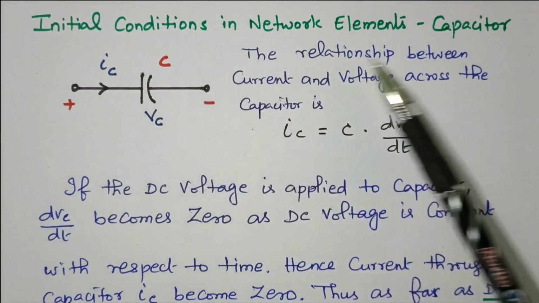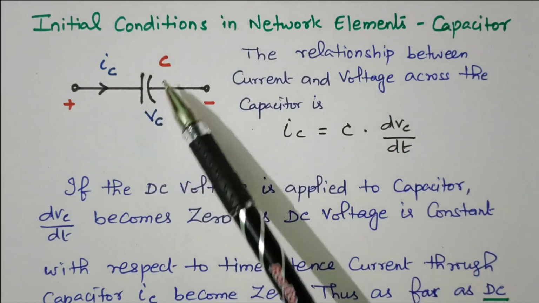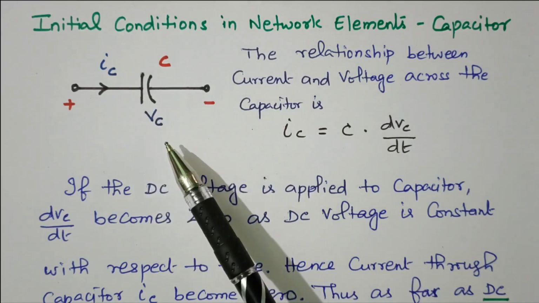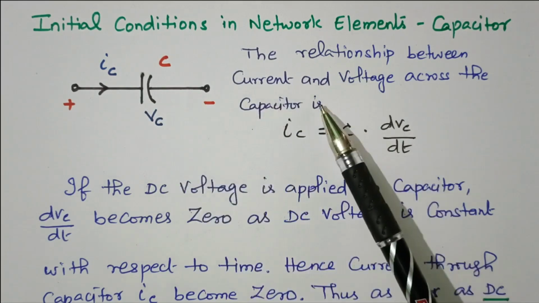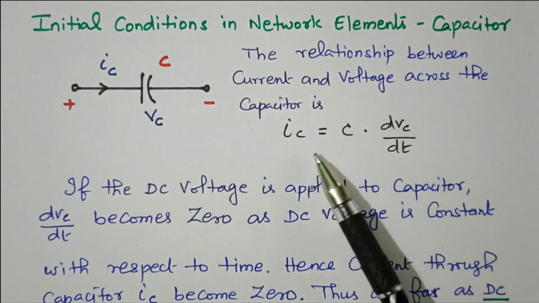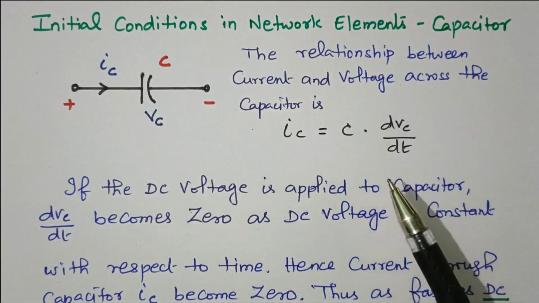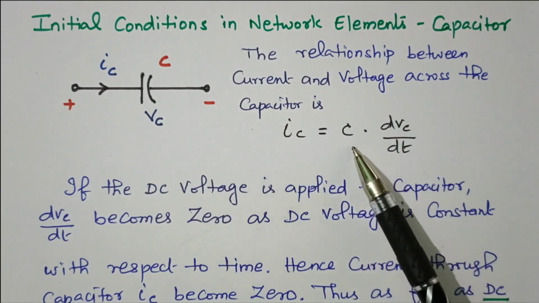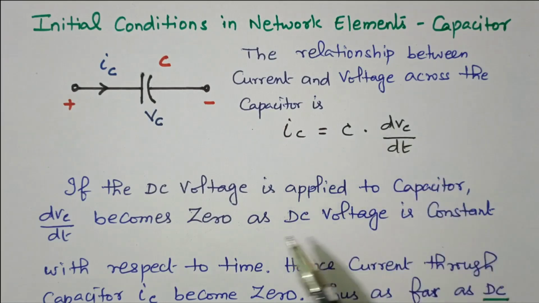What is the initial condition in the capacitor? Let us consider the capacitor C. In this, the current flowing through the capacitor is IC, and the voltage across the capacitor is VC. The relation between current and voltage across the capacitor is IC equal to C into dVC divided by dt. So this is the current flowing through the capacitor.